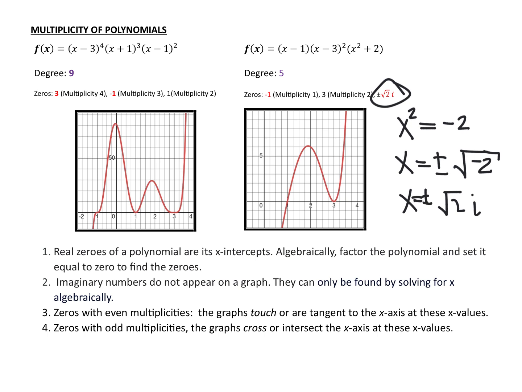Let's look at some statements over here. So the first one says real zeros of a polynomial are its x intercepts. And I see that that's true right there.